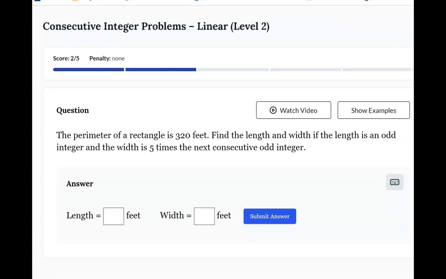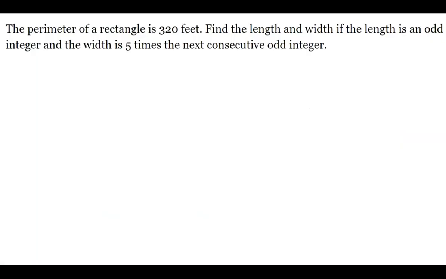For this question, it says the perimeter of a rectangle is 320 feet. Find the length and width if the length is an odd integer and the width is 5 times the next consecutive odd integer. This one sounds tough, but I think we can figure it out. Well, first, we have to know that this is how you find the perimeter of a rectangle. And if they're telling us the perimeter is 320, then we're going to put a 320 in that P position. Now let's see what they want to know.